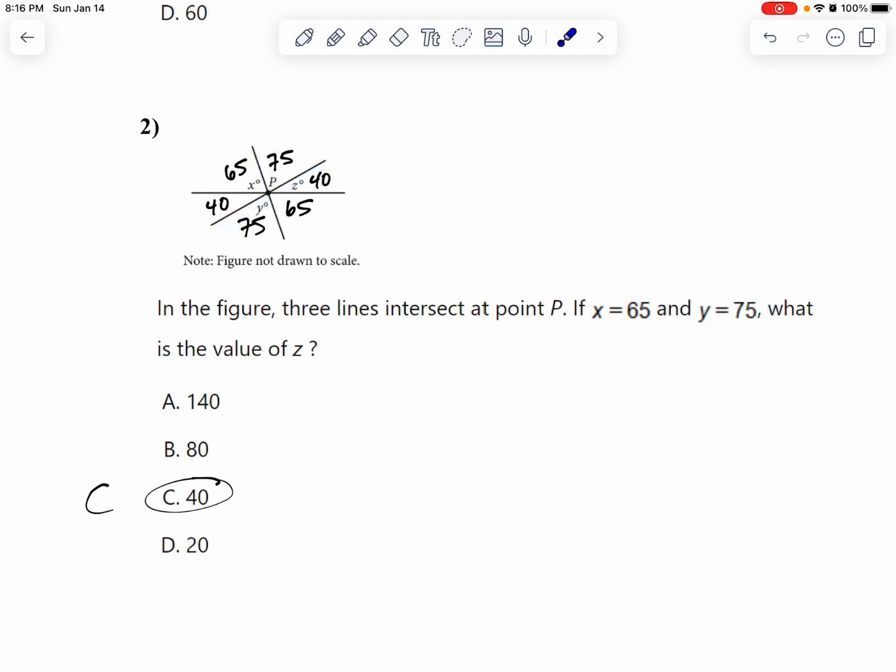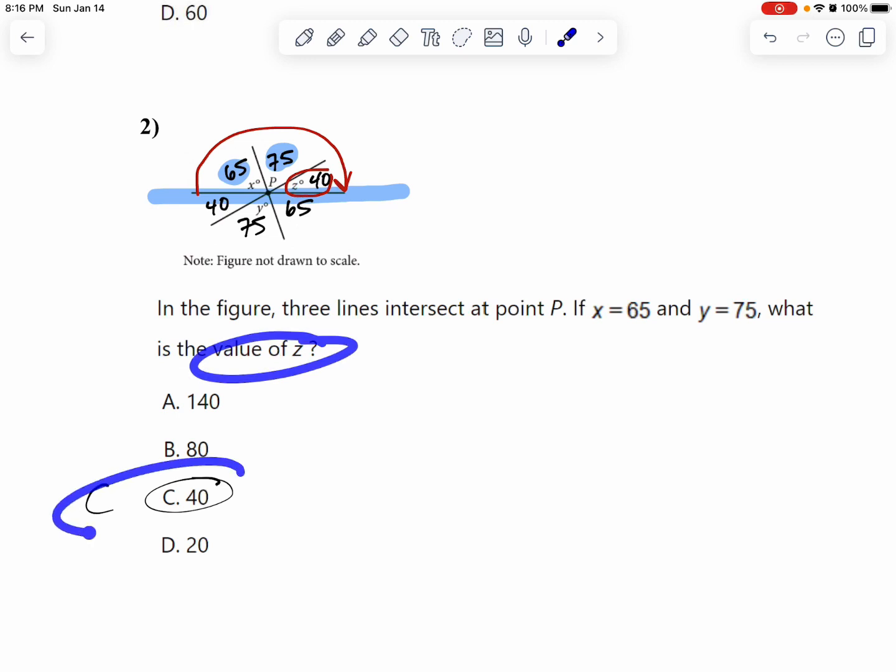Okay, so now the only 2 things that I'm missing are these vertical angles right here, and I can figure out that if I take this angle and this angle together and I smush them all together, because I have a straight line here, I should be able to figure out that z is 40. And again, because of vertical angles, I decided to put the 40 here also. But that was what the question was asking me about, which was z.